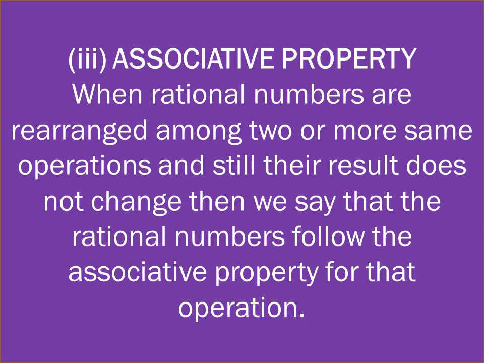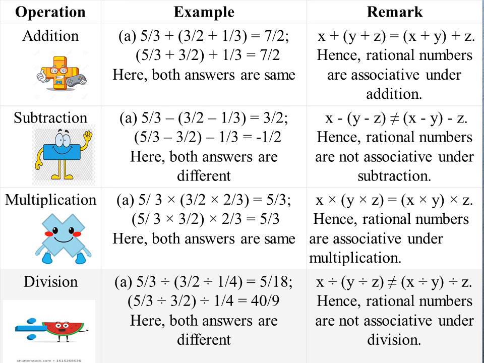So next is the associative property. This property says when rational numbers are rearranged among two or more of the same operations and still their result does not change, then we say that the rational numbers follow the associative property for that operation. Now these examples will justify this property.